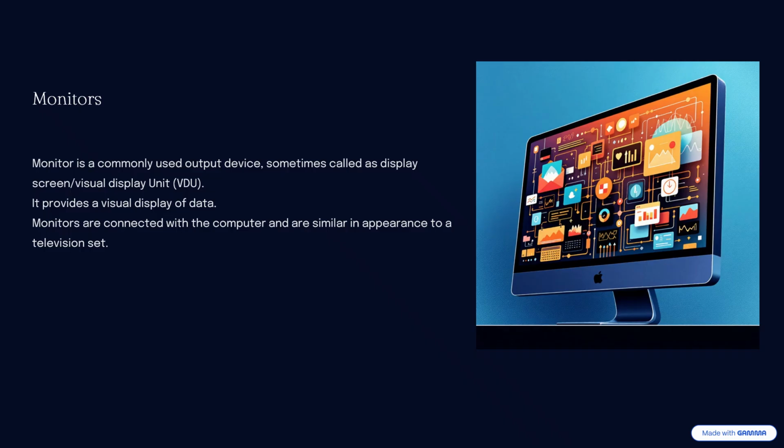Initially, there were only monochrome monitors. Gradually, we have monitors that display color. The monitors display images and also text. The size of these monitors is measured diagonally. It may be 12 inches, 14 inches, 17 inches, 19 inches, or 21 inches, based on the technology. There are different types of monitors.